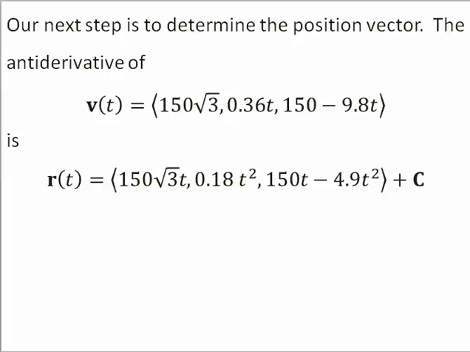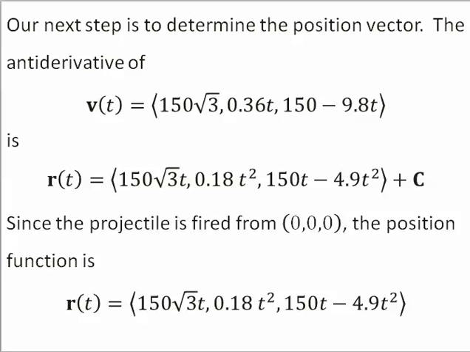Our next step is to determine the position vector. Again, we find the antiderivative and then think about the initial position of the object. Since the initial position is 0, 0, 0, our constant vector is just 0, 0, 0.